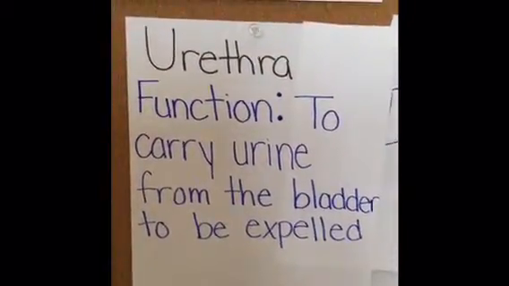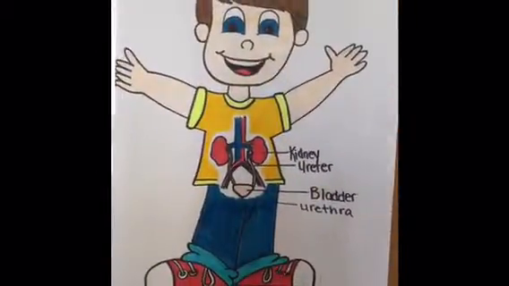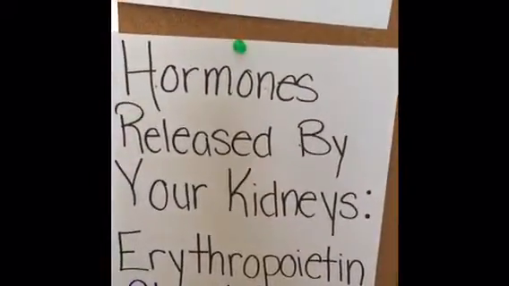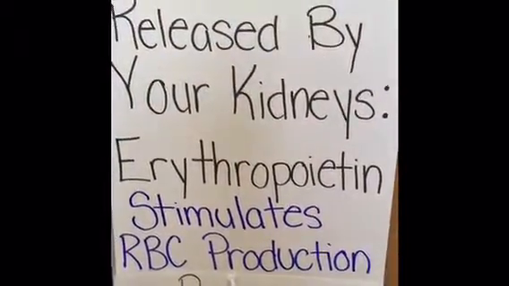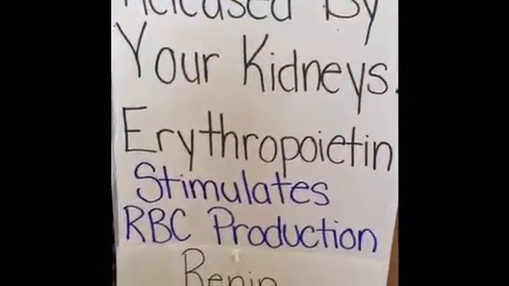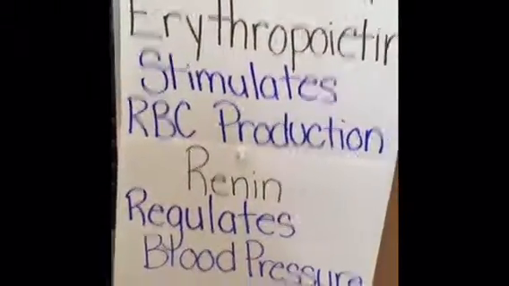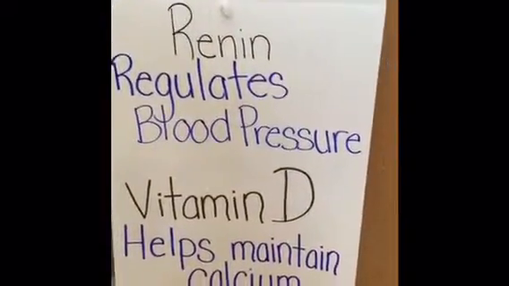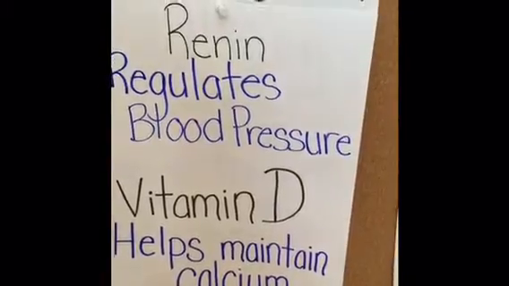Our kidneys are extremely important, and one other job that they have is to produce hormones. Hormones released by your kidney include erythropoietin, which stimulates red blood cell production in bones, renin, which regulates our blood pressure, and vitamin D is also produced here, and it helps to maintain our calcium concentration in our body.